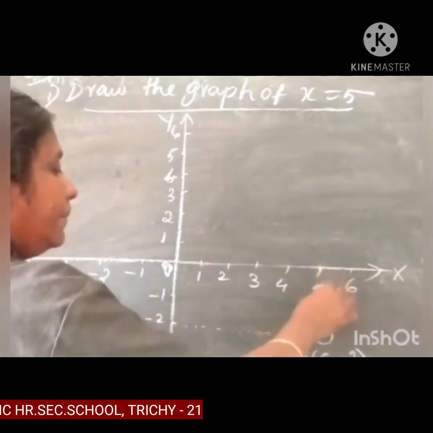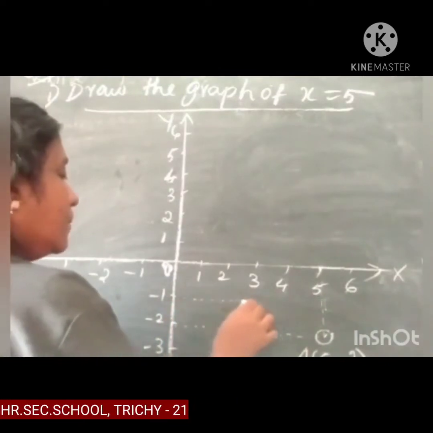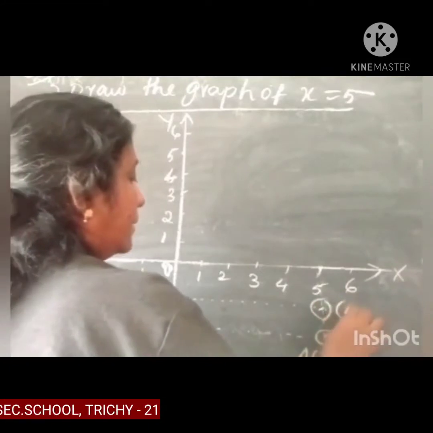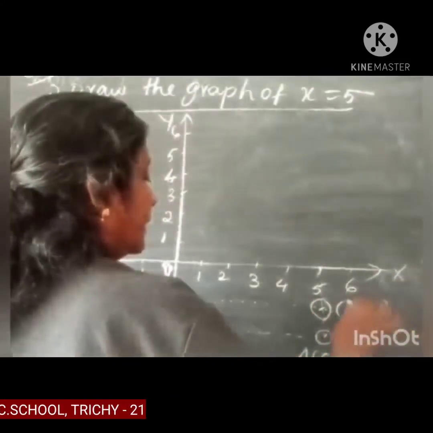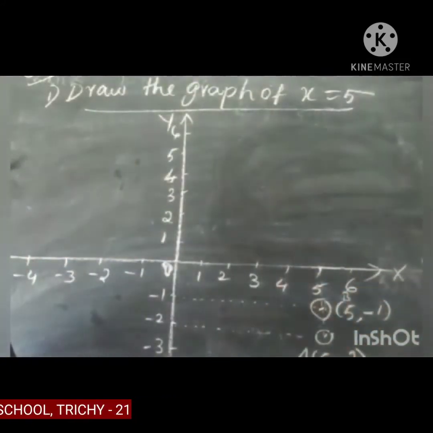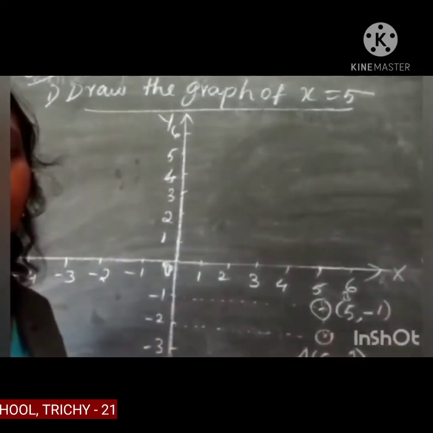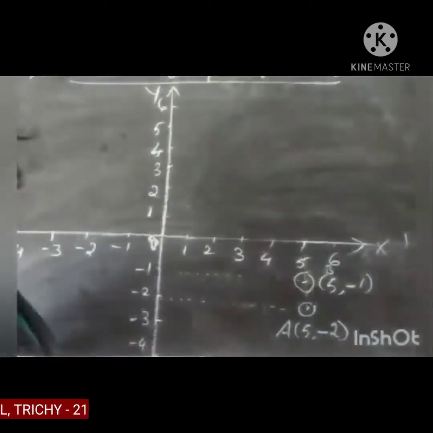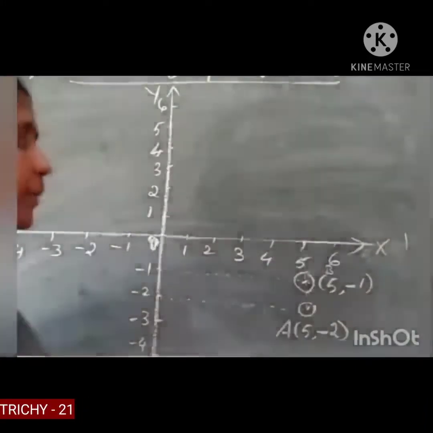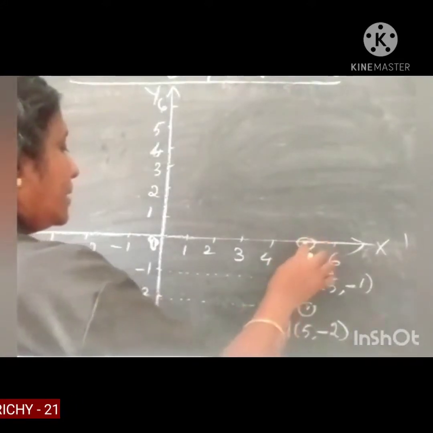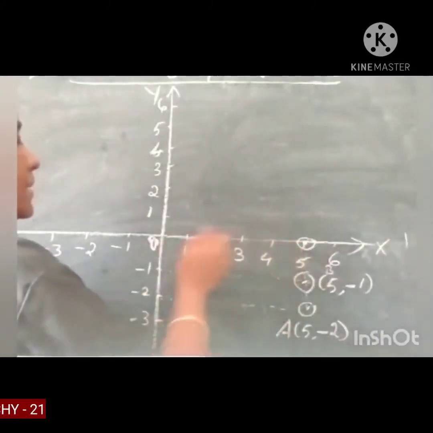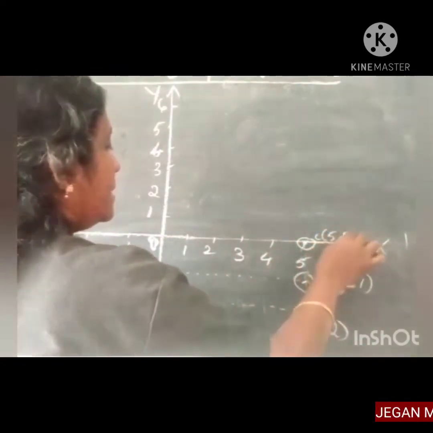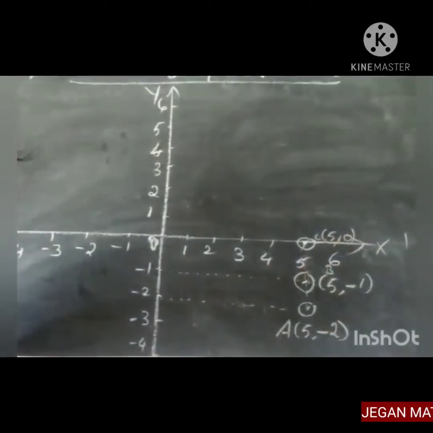Second point, the same 5 and minus 1. In the y-axis, minus 1. So put that line. Mark 5 comma minus 1, that is point B. Point B is 5 comma minus 1, point A is 5 comma minus 2. Now let us see the third point, point C, 5 comma 0. That point is on the x-axis.